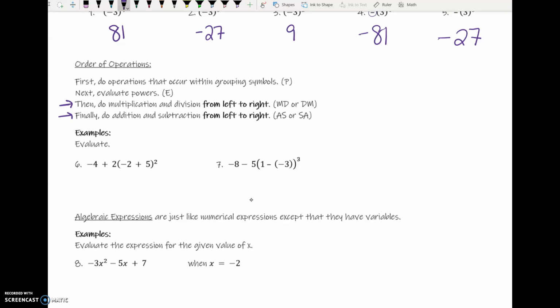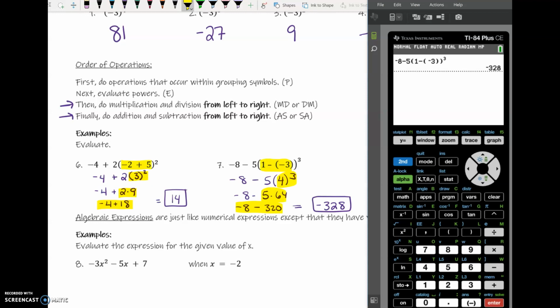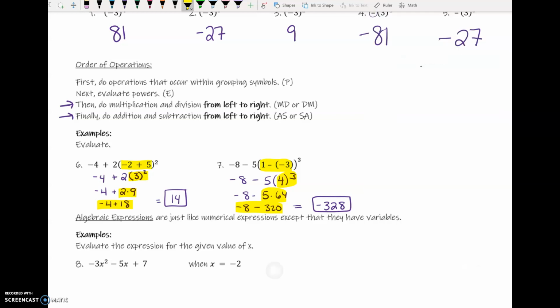Let's try a few of these out. Actually, I want you to pause the video and try 6 and 7 on your own, and then play the video to see if you got the answers correct. I highlighted what I did in each step that led me to the next step, but this was showing all of my work. And I just wanted to show you in the calculator, if you type it in exactly as you see on the page with the parentheses, that would be a good way to check yourself to see if you did your order of operations correctly.